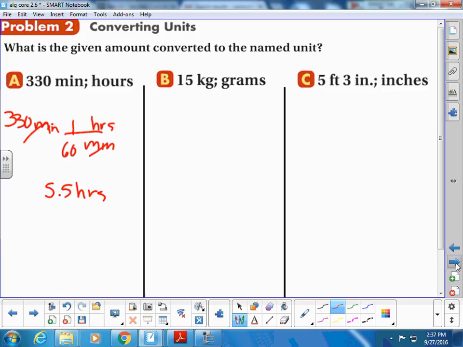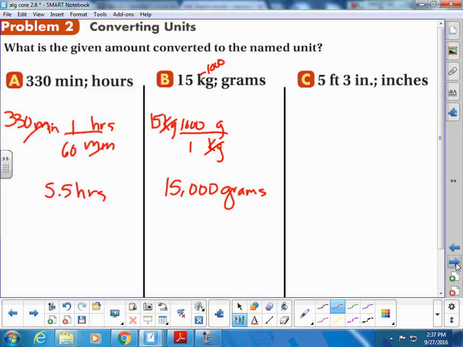All right, so the next one, we have to go from kilograms to grams, 15 kilograms. Kilo, this prefix means 1,000, so it's 1,000 grams. So 15 kilograms, I need a kilogram down here and a gram up here. So there are 1,000 grams in 1 kilogram. So I have 15 times 1,000, so 15,000 grams, and kilograms cancels off.